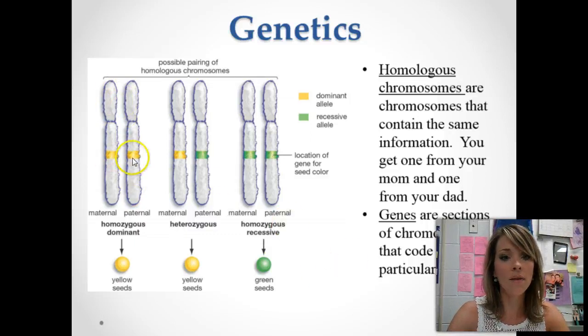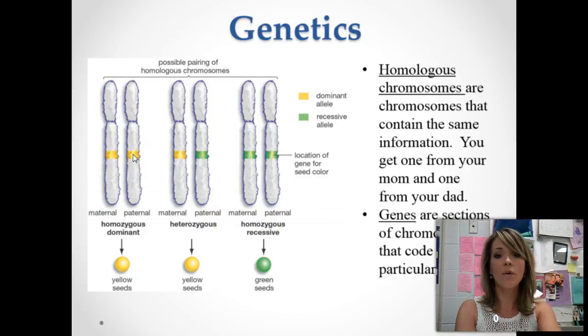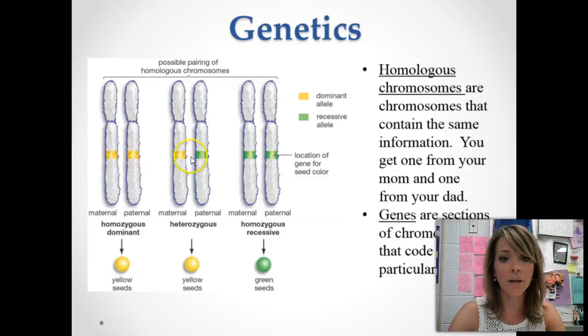Now, on these chromosomes, there are little sections or little areas that code for a particular trait. So for example, this area of the chromosome, this little section, determines the seed color in a pea plant. The next section above it is going to determine a different trait. Another little section will determine another trait. And so each of those little sections that controls or determines a particular trait is known as a gene.